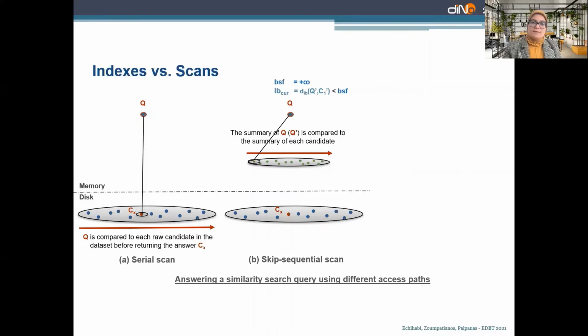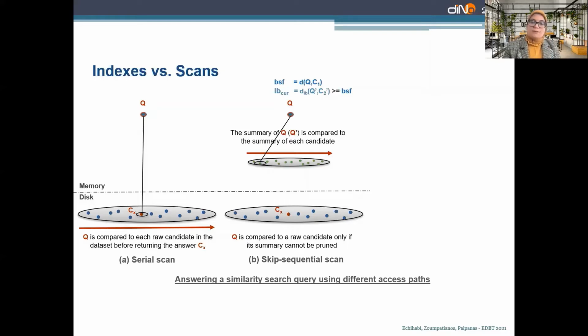If this distance is smaller than the current BSF, then this means that we cannot prune this point. We have to go verify the raw data and calculate the distance in the high-dimensional space between the query and this raw data point. If this distance is smaller than the BSF, then we update the BSF. And we proceed checking every single summary.